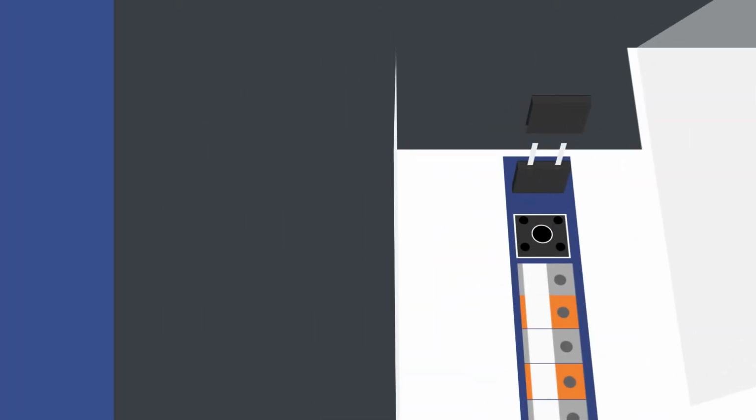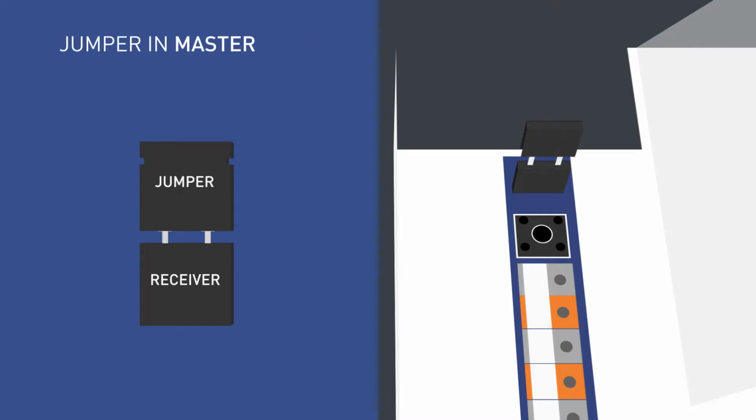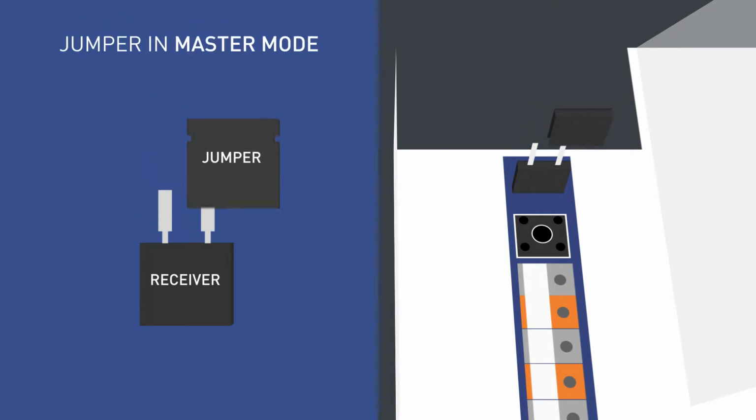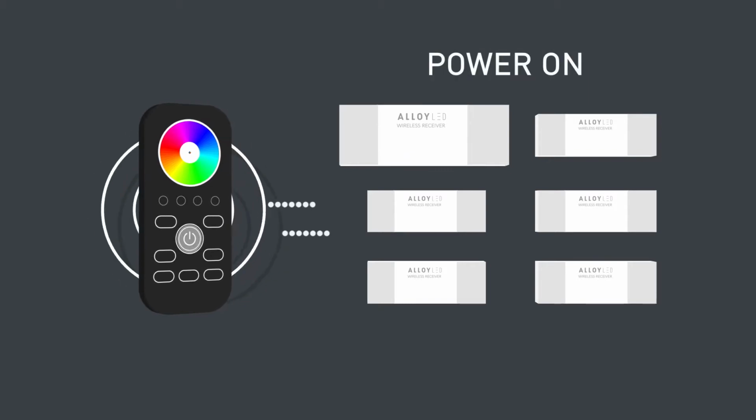Manually place the jumper piece over the two pins on the receiver to set the device to slave mode. If you want to designate the device as master, you'll only connect the jumper piece to one pin. There can only be one master, but there can be multiple slaves. For master-slave configuration to be activated, it's necessary to power off all units and then power on again.